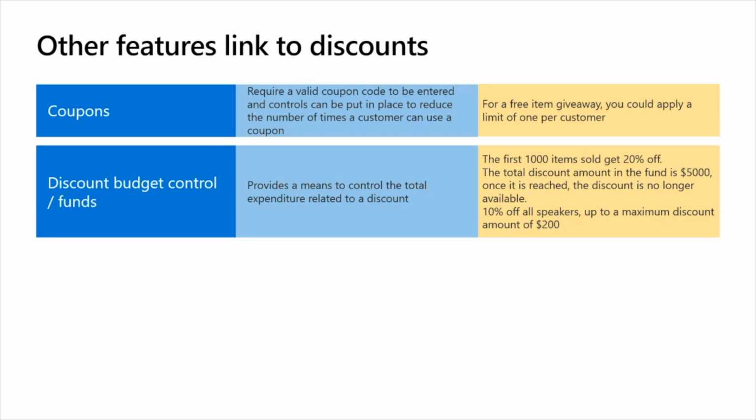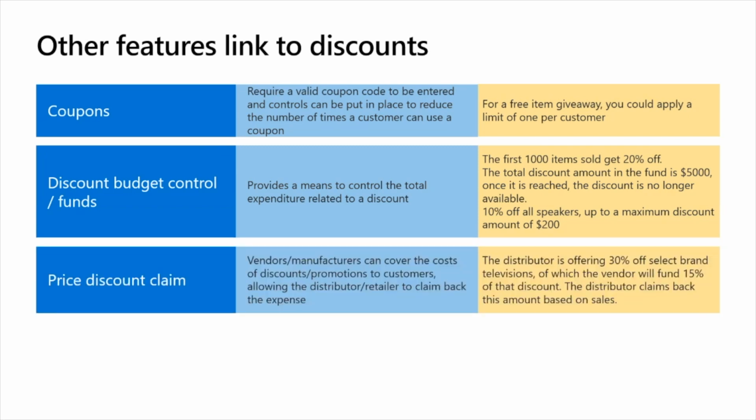When running a promotion, a budget is often used to support the cost relative to the anticipated sales. Pricing management provides discount budget control capability, allowing organizations to better plan and control discount expenditure. Expenditure can be controlled on a per order basis by setting the maximum discount amount or quantity, or across all orders using a fund. The price discount claim capability provides a means for vendors and manufacturers to fund the cost of a discount or a promotion to customers.